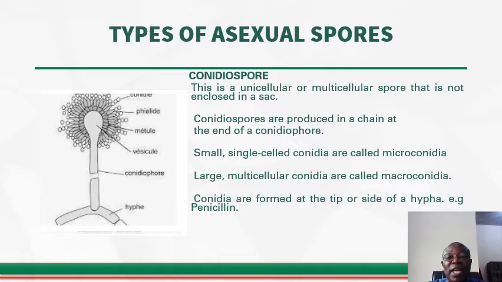They are usually small, single cell, and they are called microconidia. Those that are very small and single cell are called microconidia. We have those that are large and multicellular, and those are called macroconidia. The conidia are formed at the tip or side of a hypha, as I've given the example in Penicillium.